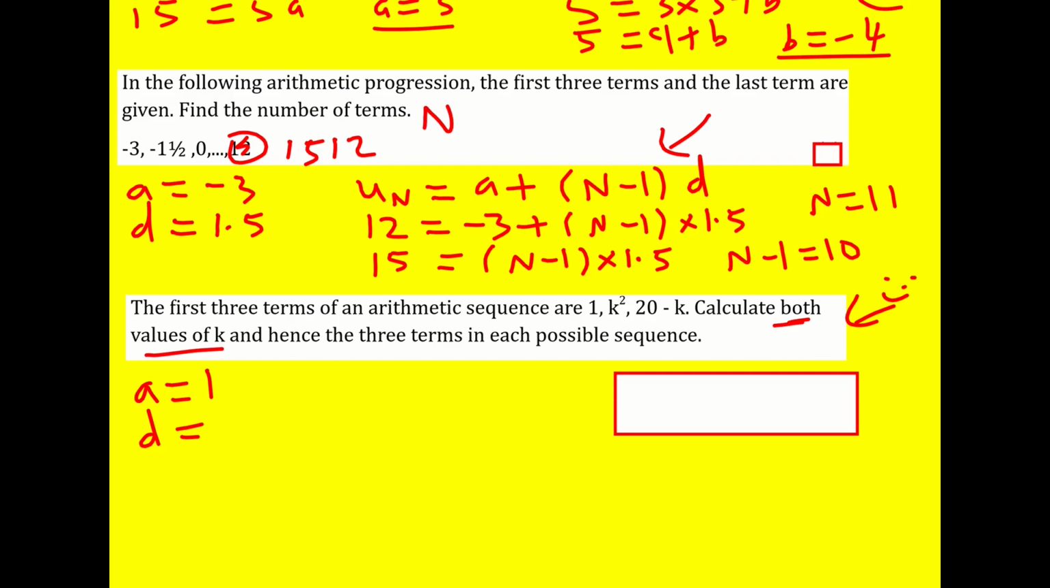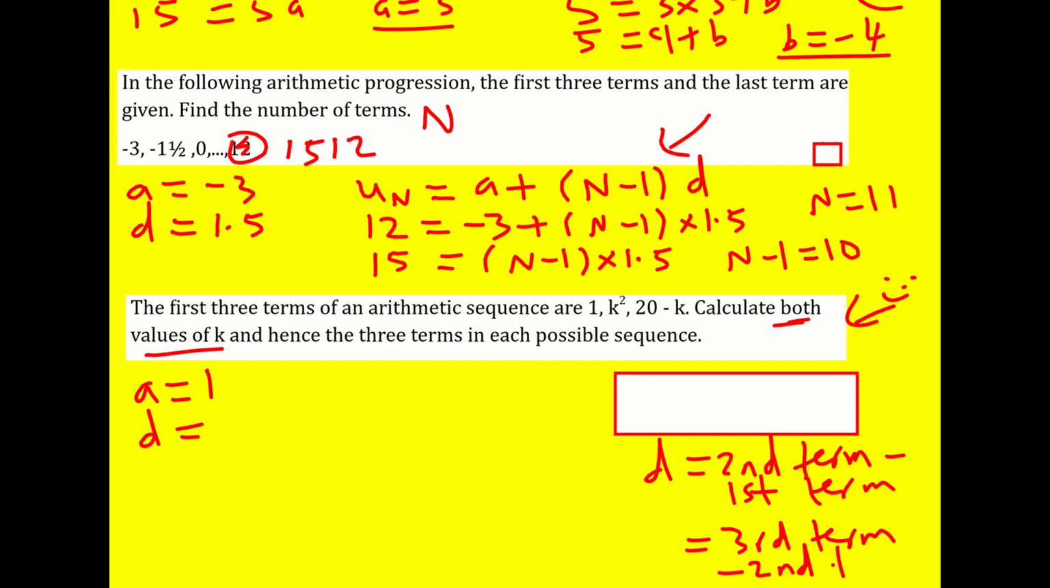Okay, so the common difference is going to be the second term minus the first term. Important to realize that. D is equal to second term minus first term. But it's also equal to the third term minus the second term, and so on. And you can use that information to help you out. So D is going to be k squared minus 1. But it's also going to be 20 minus k squared. And we can set them equal to one another to create an equation.